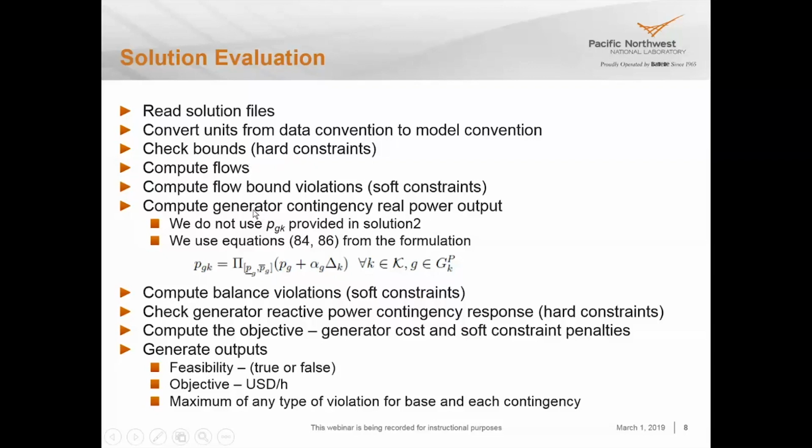Similarly, we compute the real power output of each generator in each contingency. So your solution 2 file does provide PGK, the real power output of generator G in contingency K, but we do not use that value. We use equations 84 and 86 from the formulation. This is equation 86. This is actually how we compute the real power output of generator G in contingency K. So you give us the base case real power output, PG, and the delta K for contingency K. We've got from the data the participation factor alpha G and P min and P max for generator G. And we apply this formula to compute PGK.